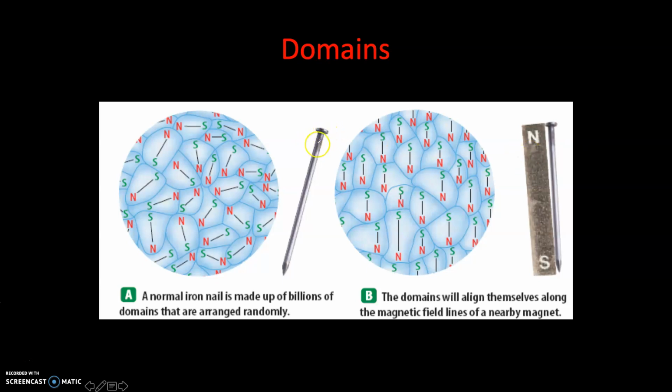Now this iron nail here is a soft iron. Its domains inside of it are all scrambled up. They're all facing different directions. However, in a permanent magnet, all the domains are aligned. They're facing the same direction. And so a permanent magnet has a magnetic field around it. It produces a magnetic force.